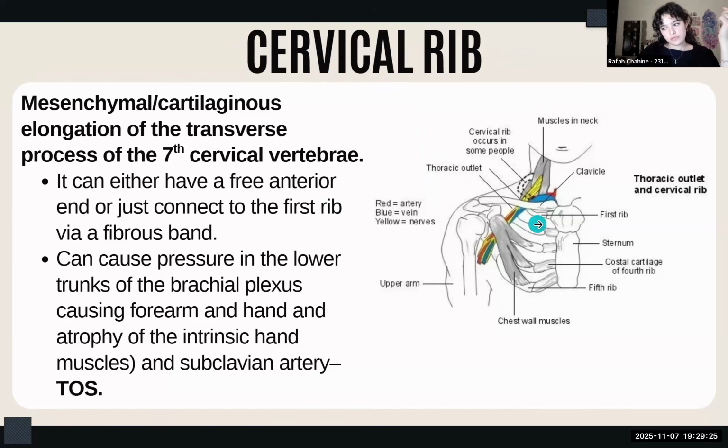Can someone remind me? TOS, thoracic outlet syndrome. Thoracic outlet syndrome is compression of which neurovascular structures? Subclavian and T1, the T1 nerve, exactly. Don't write T1 in the exam. Make sure you write T1 nerve. T1 is your vertebra. What do you mean by C8? There's no C8.